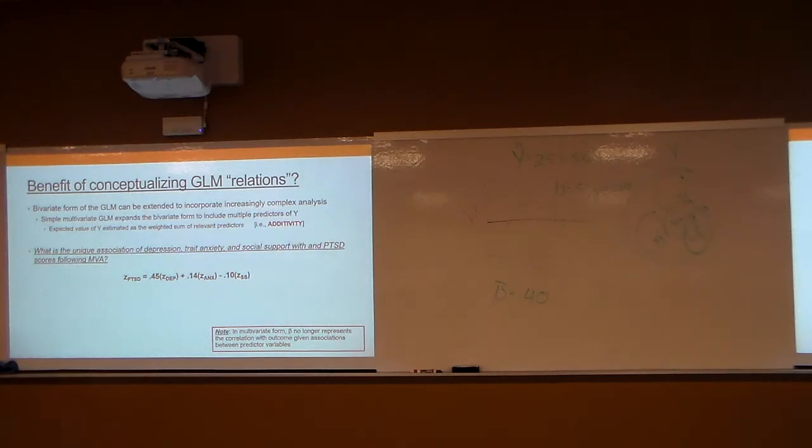So we know depression and anxiety are hugely overlapped with one another. Many people will argue that they're functionally indistinguishable in terms of self-report measures, right? But in this model, if I were to just look at the bivariate correlation between trait anxiety and PTSD, it would probably be quite large. But as soon as I start to section out all the other stuff that's shared with depression and social support, now all of a sudden the stuff that's remaining is pretty small, right?